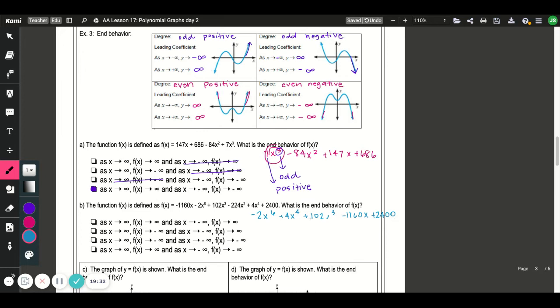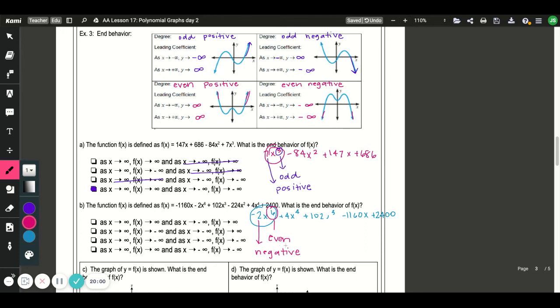Okay, there it is in standard form. All I care about is the first term. That is it. That's all that matters to me. It is an even degree, and the coefficient tells me that it is negative because the 2 is negative. I don't care if 2 is positive or is even or odd, only that it is negative.